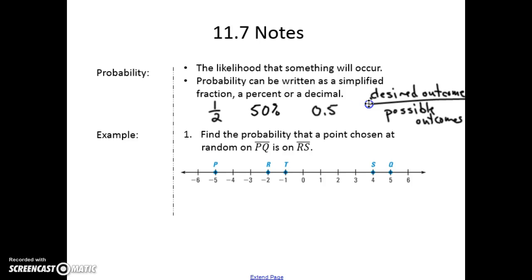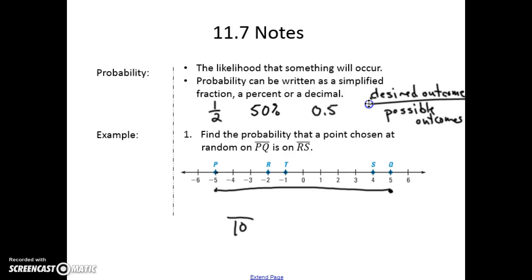Okay, and in this case, we're going to look at geometric probabilities, and we're going to start with number lines. So we're going to find the probability that a point chosen at random on PQ is on RS. So we've got to figure out how big PQ is. So PQ goes from -5 all the way to 5. We can see that's a distance of 10. You can count, or you can even subtract 5 minus -5. But that is the total possible outcomes, 10.